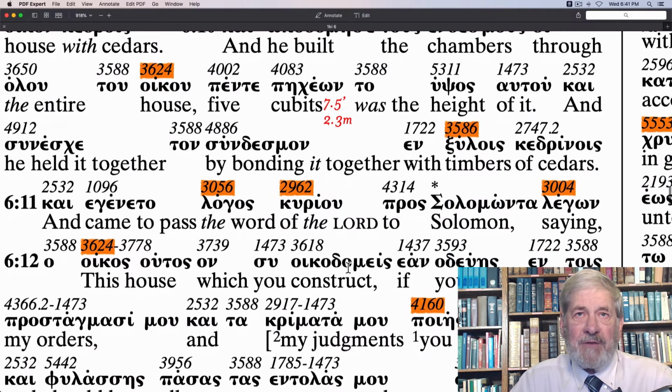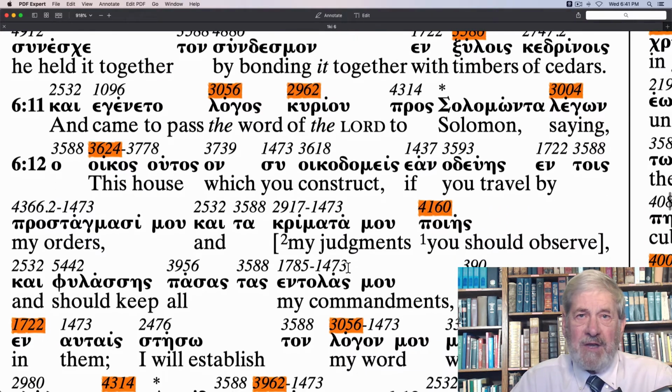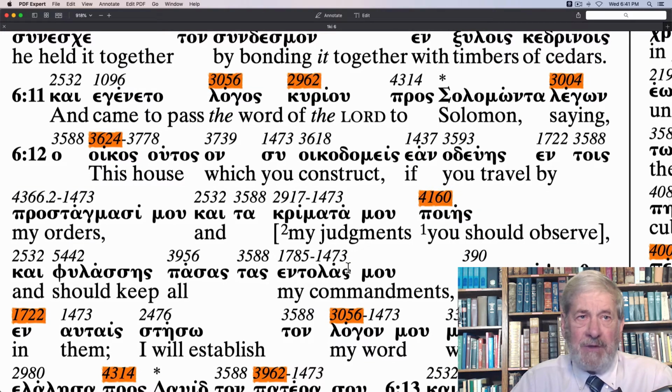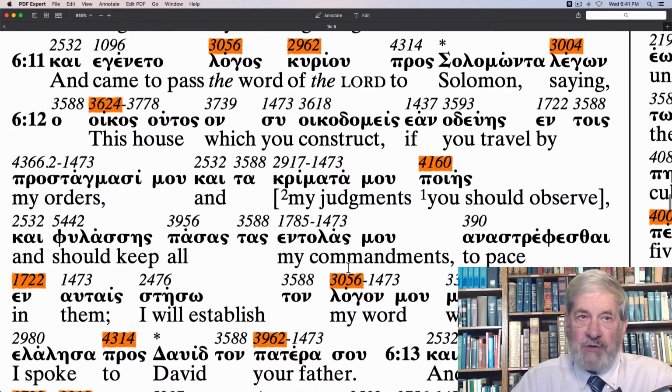And the word of the Lord came to pass to Solomon, saying, This house which you construct, if you travel by my orders, and you should observe my judgments, and should keep all my commandments to walk in them, I will establish my word with you, which I spoke to David your father.